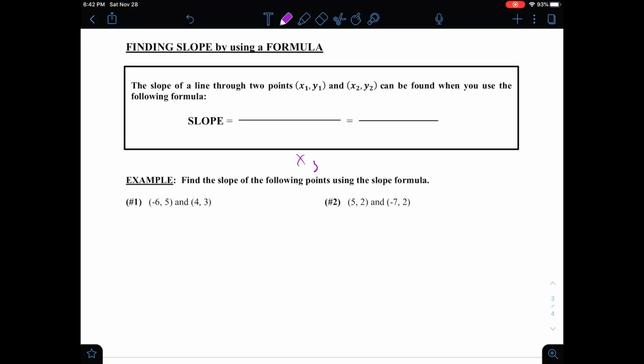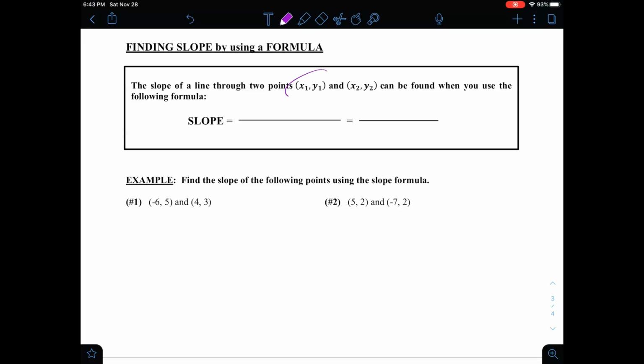You could have x3, y3. You could have x4, y4. You can just keep going. It's just a way to label the points without getting too confused. Because if you use x and y for one point, you can't use x and y again or else you get confused, okay? So the slope formula is this.